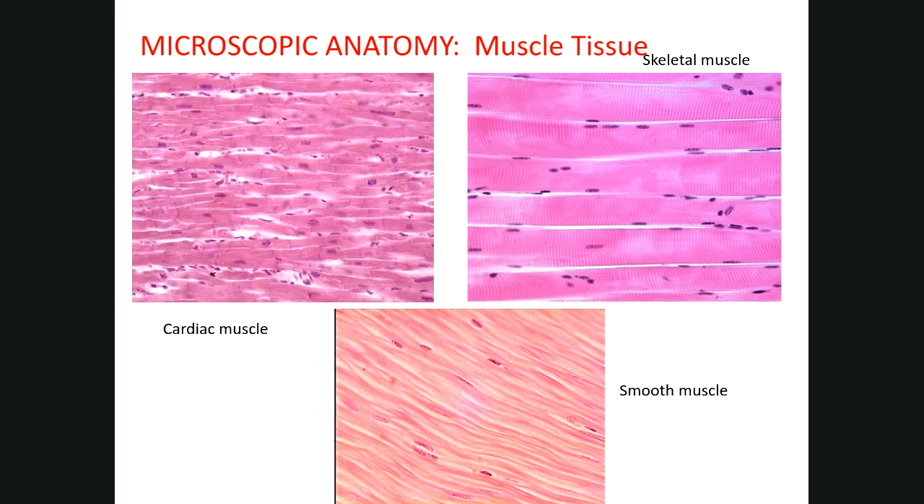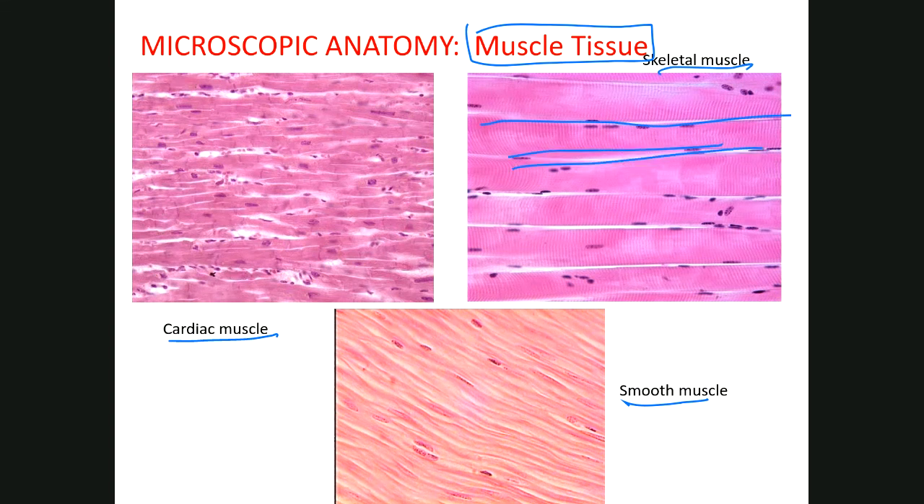Cells combine to make tissue. So in this case, these are the different depictions of muscle tissue. We have cardiac muscle, smooth muscle, and skeletal muscle. And you can see the cells that are found in each type of muscle tissue.